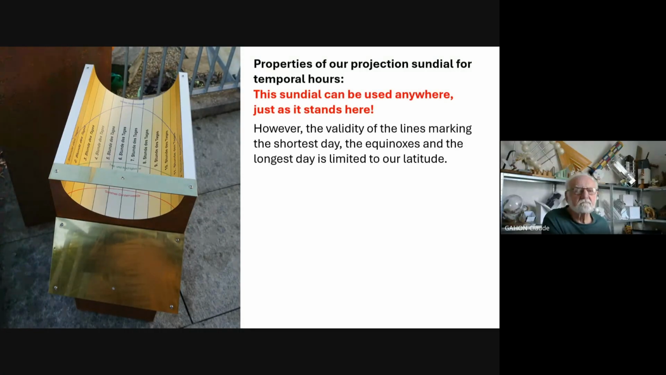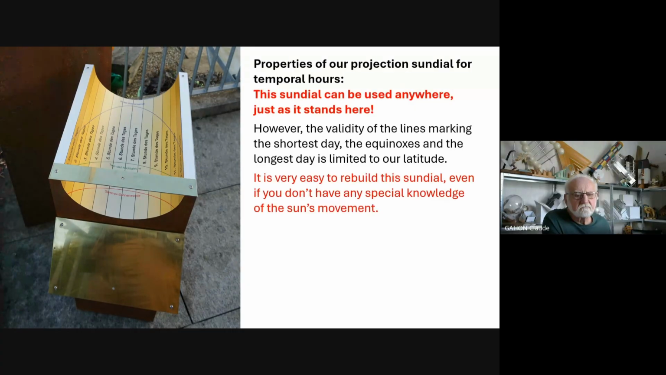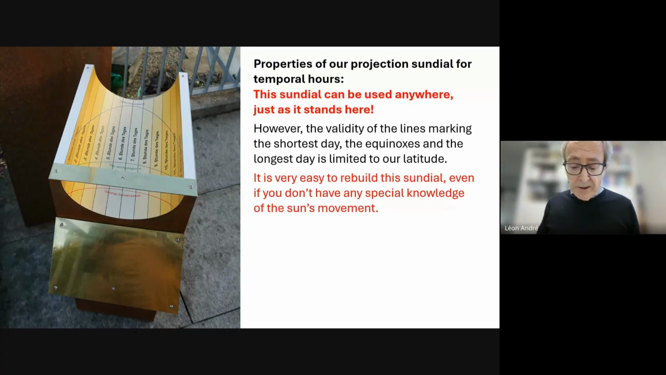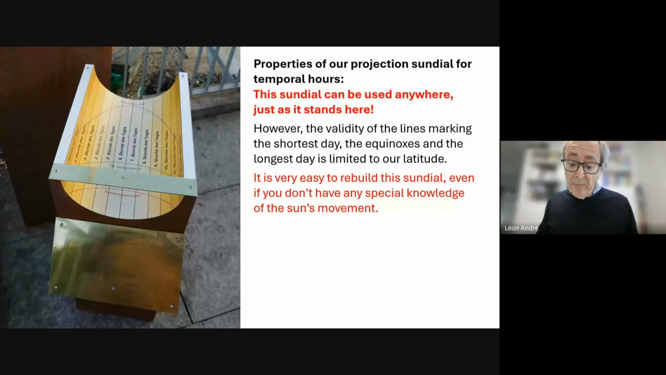I would like to highlight two features of this watch. First, the sundial can be used anywhere, just as it stands here. Second, the sundial is very easy to rebuild, even if you don't have any special knowledge about the sun's path. One might get the impression that the temporal hour is a natural division of time. Perhaps we should rename the temporal hours the natural hours.